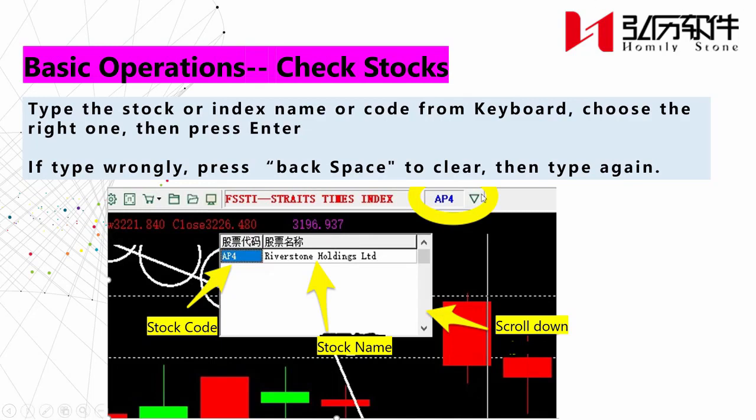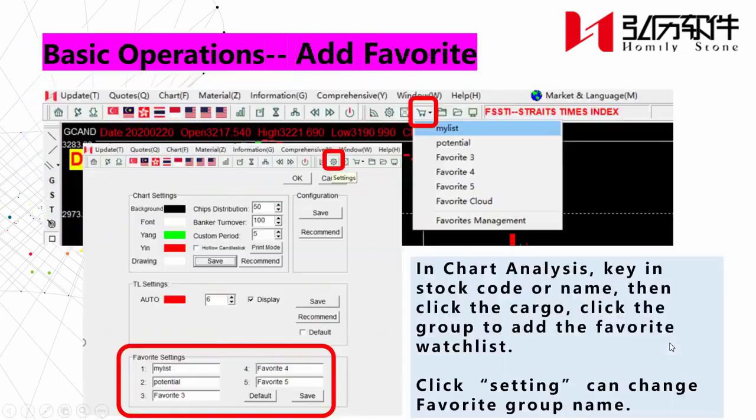So if we can remember the code number, we just type the code number, and it will be very easy. But if we cannot remember, we can type the name from the keyboard. You key in the name, so the stock will appear, and we just choose the right one. Here you see this one can scroll up, scroll down. Here is the name, here is the code number. If we type wrongly, we just press backspace and then try again. So this is how to check the stock.